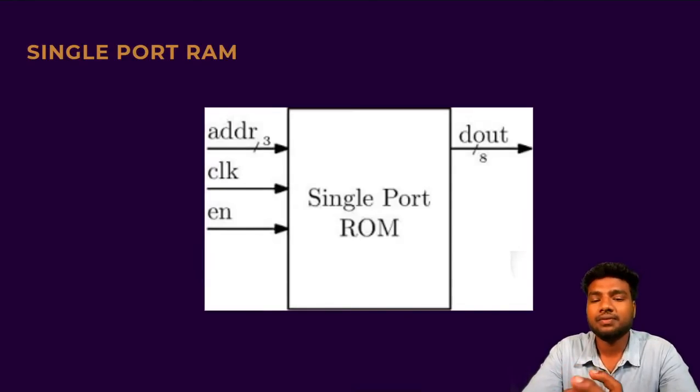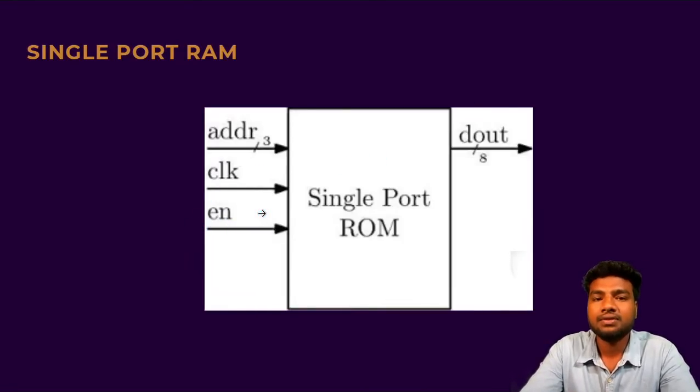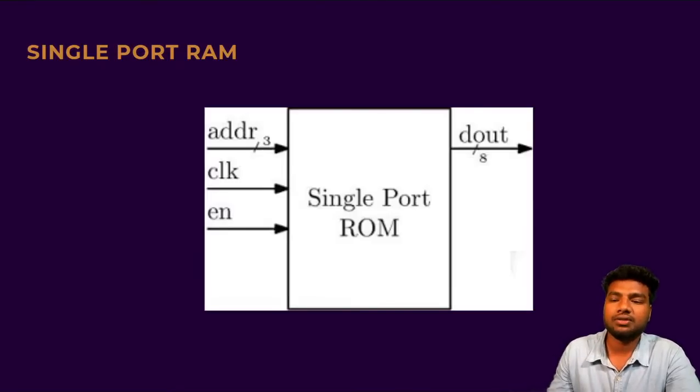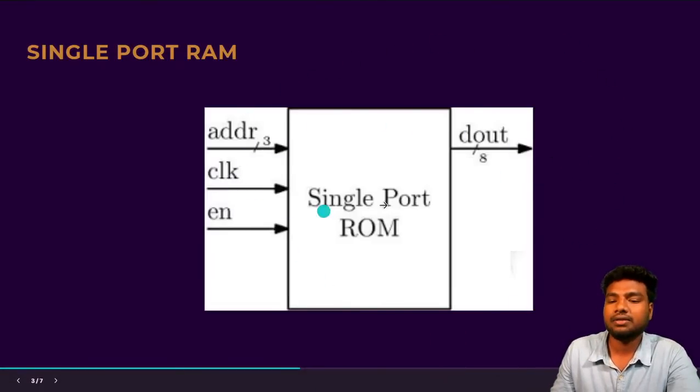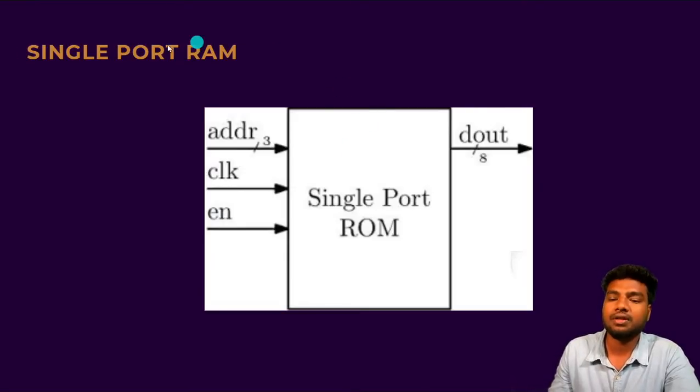For the RAM creation, you just need a clock, then address, and then write enable or read enable. I am using en for enable. If enable is high, I can write into memory. If enable is 0, I can read from the memory. The output is D out. So these are the signals in the single port RAM, a simple thing only. Based on these signals only we can build the RAM.